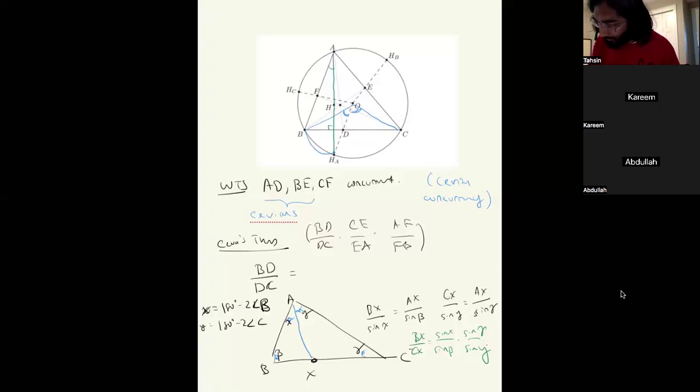And then what are beta and gamma? So beta and gamma are the same in this case, so we actually don't care, right? Does that make sense? Yeah, so actually it's very simple, I think, right? It's just sine of 180 minus twice angle B over sine of 180 minus twice angle C, which is sine of twice B over sine of twice C.